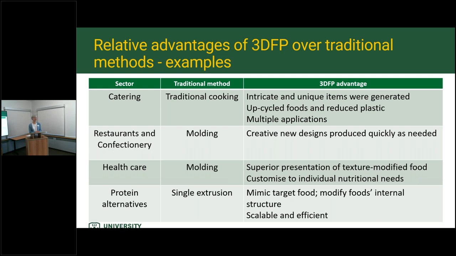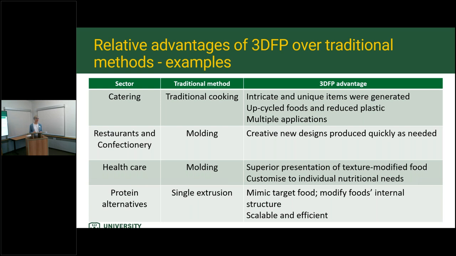In terms of restaurants and confectionery, if you think about molding, you know, pouring something into a mold and you get a wonderful shape on the outside and a fairly homogeneous product on the inside, it was found that the designs that could be made with 3D food printing were again far more creative, and you could also get that three-dimensional structure rather than the homogeneous infill that you get with a mold. In healthcare too, molding provided a superior presentation of texture-modified foods. So for those individuals who have difficulty chewing and difficulty swallowing and are on a pureed diet, there can be real advantages to 3D printed foods in addition to adding in the nutrients that are unique to that particular individual's needs.